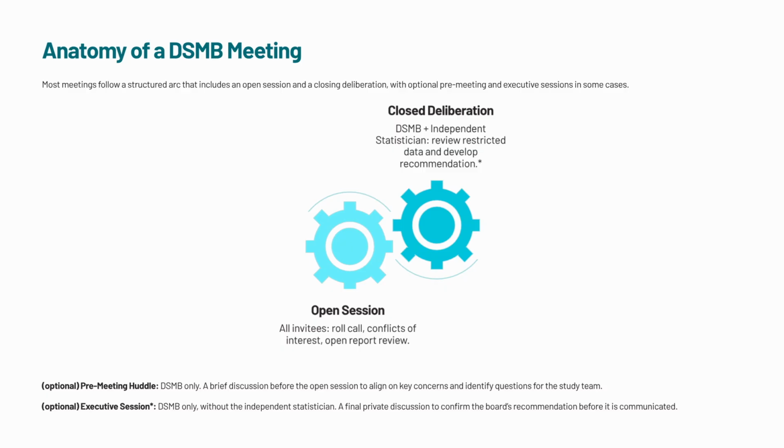In some cases, there may also be a brief pre-meeting huddle where DSMB members align on key concerns before the open session begins, and a short executive session after the closed discussion, where DSMB members meet without the independent statistician present to finalize their view.